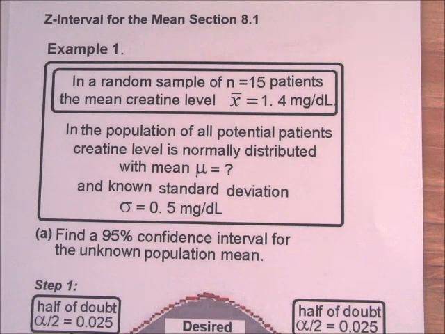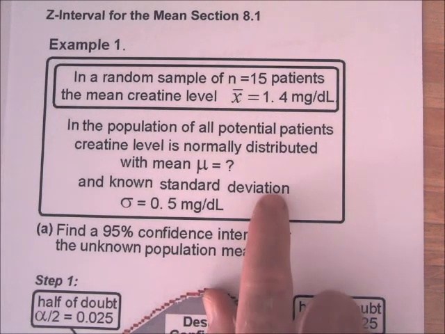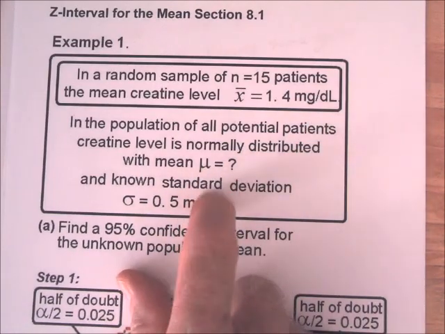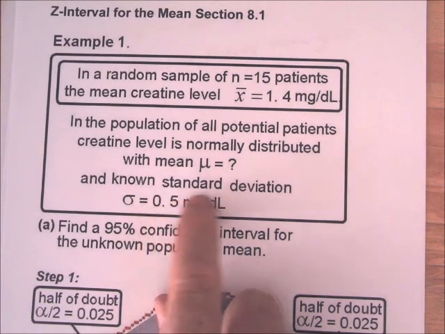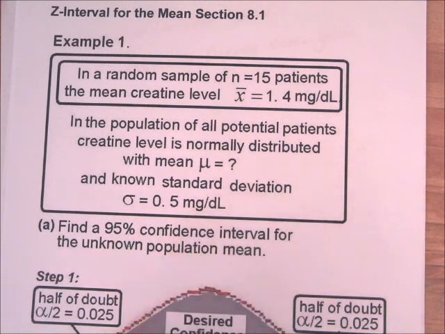Confidence interval for the mean using the z-table. Example, a sample of n equal 15 patients. The mean creatine level x bar is 1.4 milligrams per deciliter. This is taken from a larger population. In the population of all potential patients, the creatine level is normally distributed with mean mu, which is unknown, and known standard deviation sigma 0.5 milligrams per deciliter.